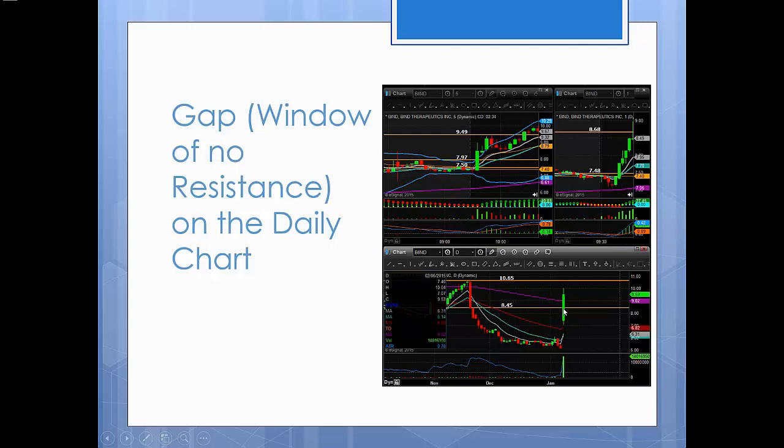That's our first area of resistance, and guess what? When the stock opened, it popped up to 8.45 and then pulled in. The second move was up to 8.49. So this little area on the chart was probably being watched by a lot of traders.